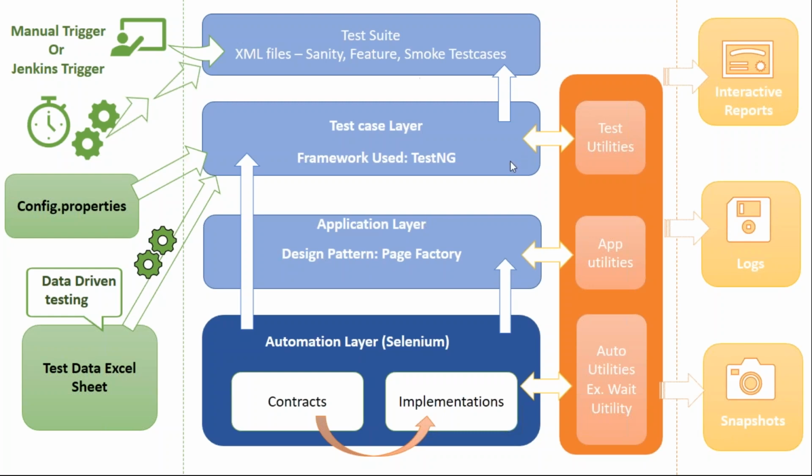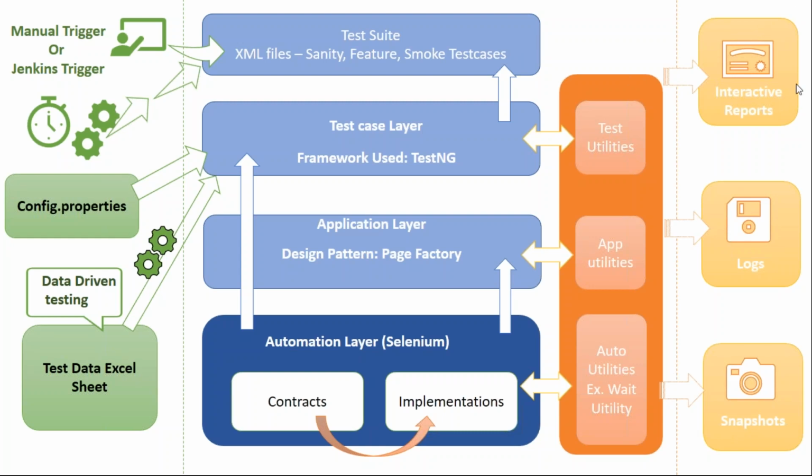Then we created the test case layer, so this is also done. Then I gave you how you'll create XML files, so this part is also done. For automation, we created one utility. So today we'll be creating some more utilities at app level as well as at test level. Okay, then what else is left in it?